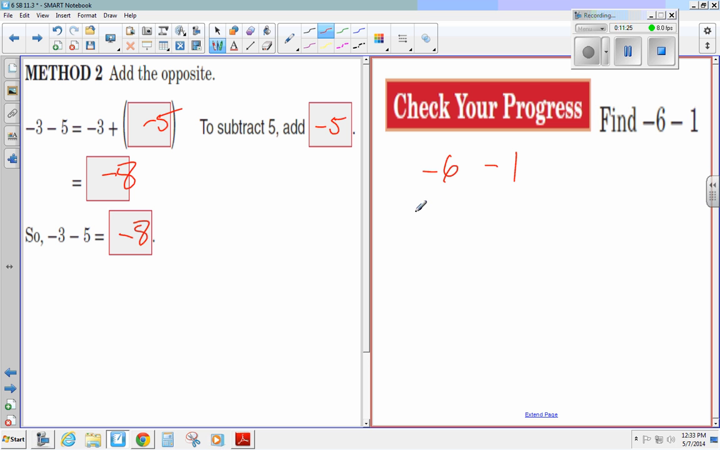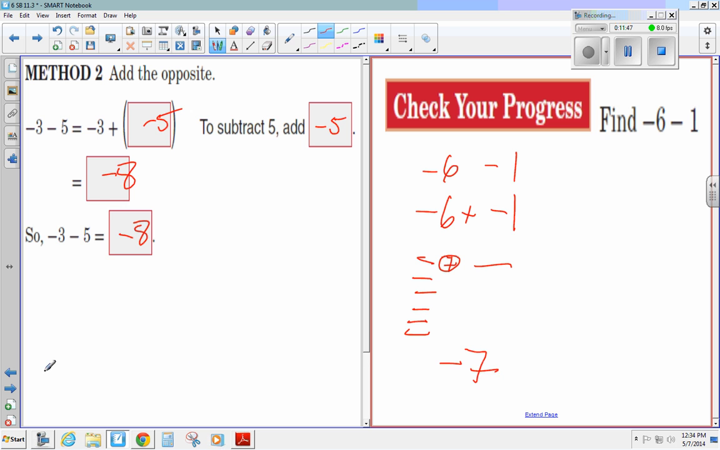Negative 6 minus 1, you might want to make it negative 6 plus negative 1. How many negatives altogether? Negative, negative, negative, negative, negative, negative. And another negative for that. Adding them together gives me negative 7.